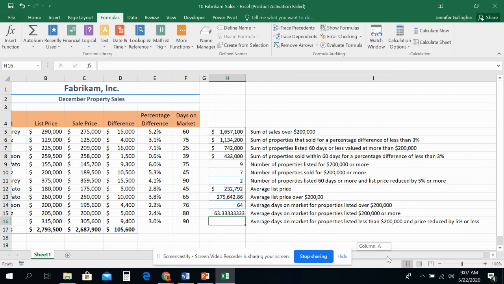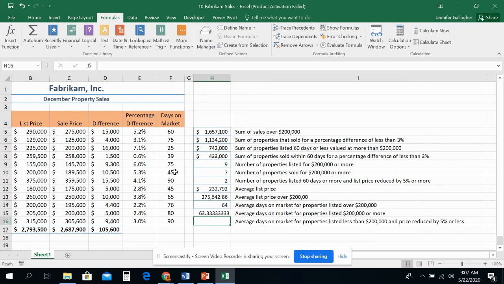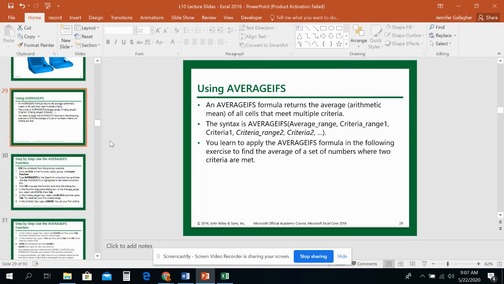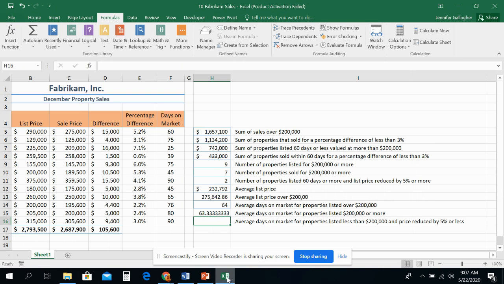Okay, so the next one, average days on market. So again, it's going to be the same thing. My end result is going to be days on market for properties listed less than 200,000 and a price reduction of 5% or less. Okay, so when we're talking about average ifs, we are doing the same thing. Our structure is AVERAGEIFS this time, though, and it flips it around. So the average range isn't at the bottom now; it's at the top, because that's what they did. Again, I think it should be the same for both of them, but okay.